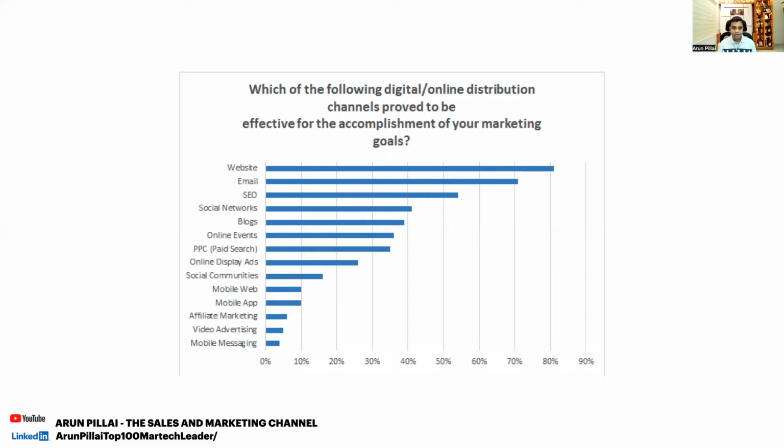Digging a little deeper into the statistics here, you can see website, email, search engine optimization, social networks, blogs, online events, PPC, online display ads, social communities, mobile web, mobile app, affiliate marketing, video advertising, and mobile messaging. We spoke about the importance of website, email, and calling teams, and we'll touch on social from the perspective of omni-channel engagement, and how we could leverage some of the social platforms out there. But one of the key aspects for any marketer today is video advertising. How could we push those videos? What channels do we choose? They can all vary, but it's really important that videos are part of your marketing communication from time to time. And the video should cover the top of the funnel, middle of the funnel, and bottom of the funnel content journey as well.